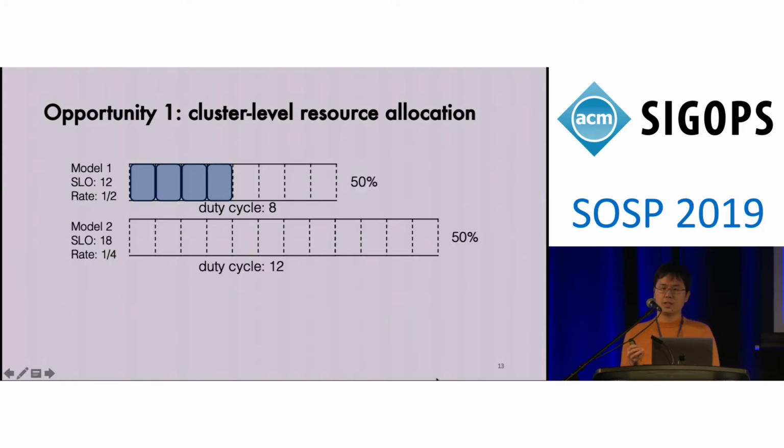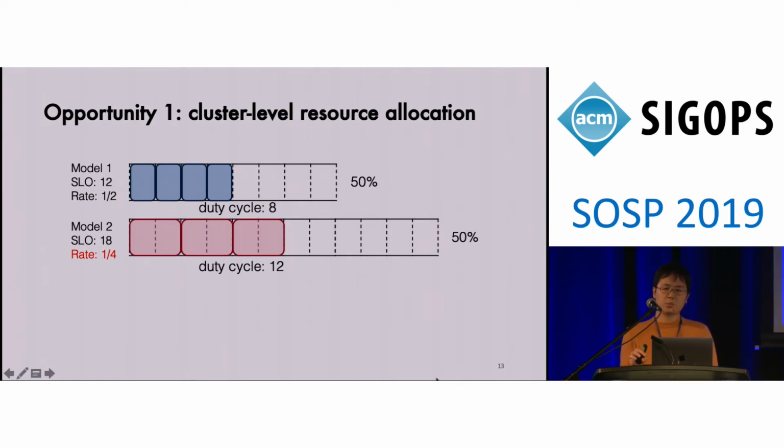Now let's consider placing multiple models on the same GPU while respecting their latency SLOs. Model 1 has a duty cycle of 8 time units, and requires 50% of the GPU cycles. Similarly, for model 2, we can batch 3 requests at 12 time units as the duty cycle, and it also requires 50% of the GPU cycles. At first glance, it appears that we can co-locate these 2 models on the same GPU as they both require 50% of GPU cycles.